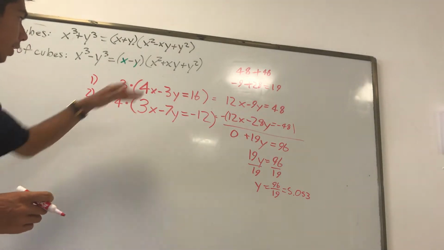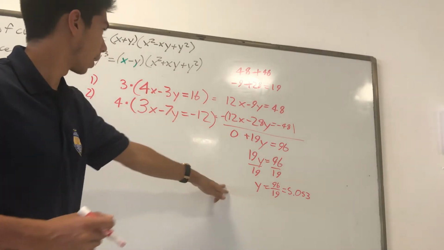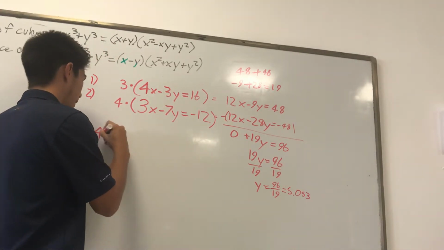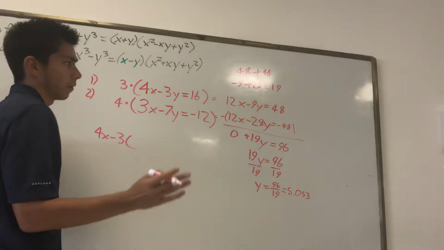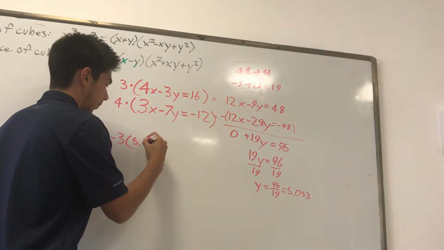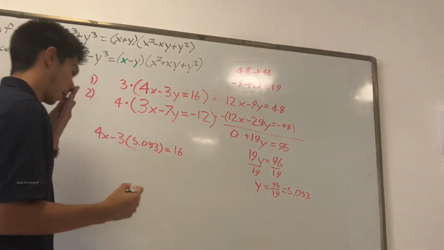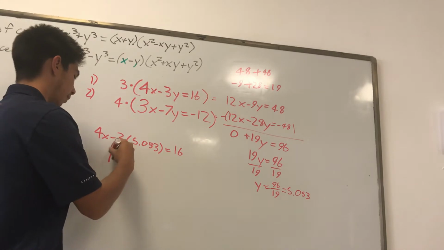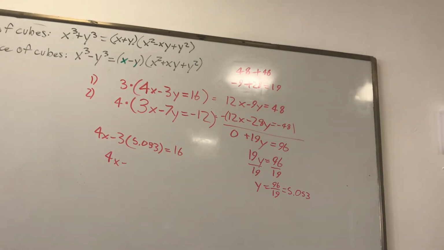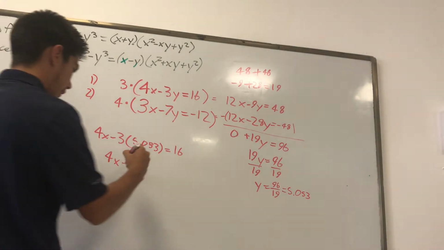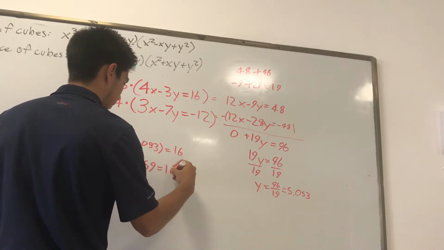Now we're going to go back to, you can either go back to the original equation, you can go back to here. I'm going to go back to the original equation, this first one, and plug my y back into here. So now I know that 4x minus 3, I'm going to substitute this number. You can substitute the number or the fraction. To make it easy for you guys, I'll substitute the number. 5.053 equals 16. Okay? So now I'm going to simplify it. 4x minus a 3 times 5.053 is equal to 15.159. This is equal to 16.